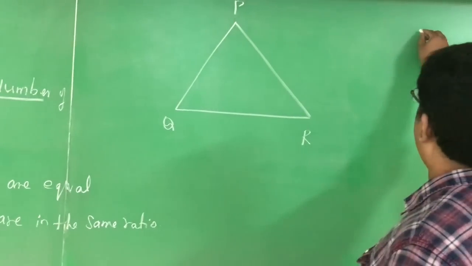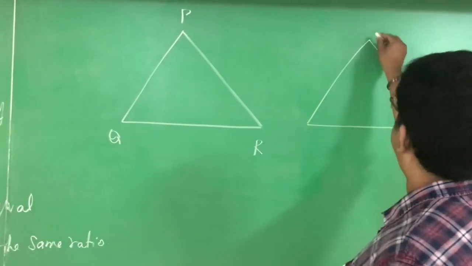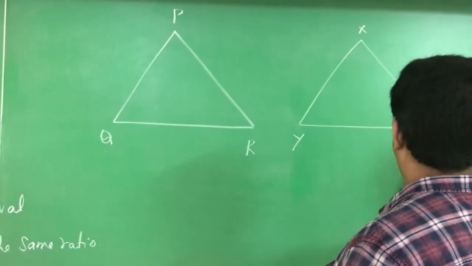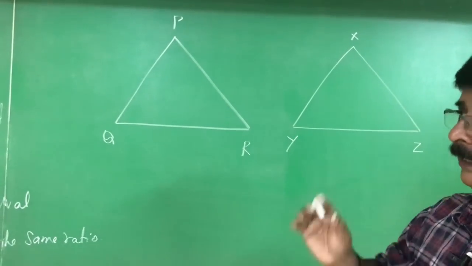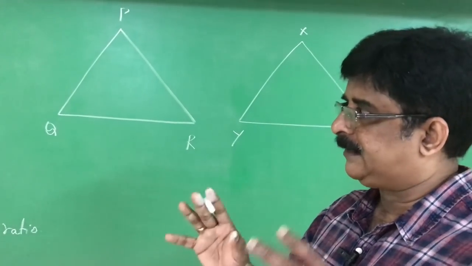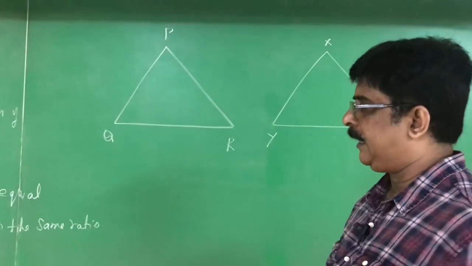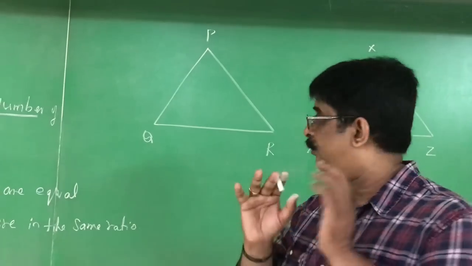Here there is one more triangle. I write this as XYZ. Be careful to understand the content properly. The condition of similar figures is: two polygons of the same number of sides are similar if and only if their corresponding angles are equal and corresponding sides are in the same ratio.